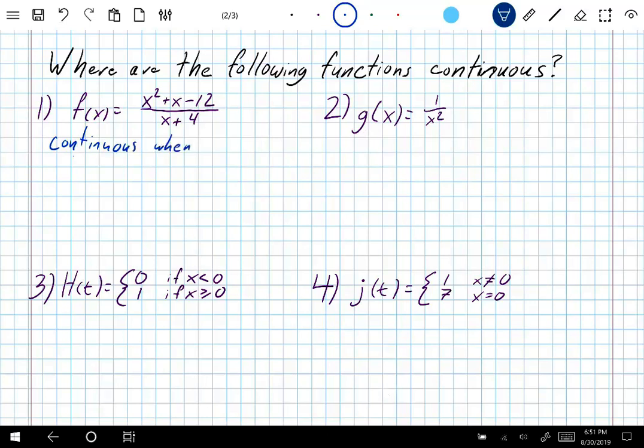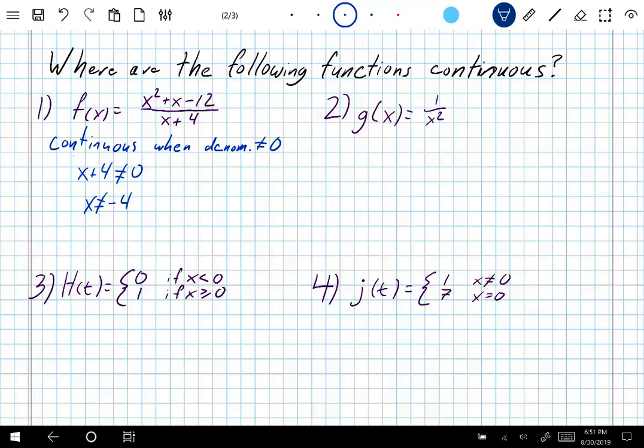when the denominator is not equal to 0. All right, so where is this denominator 0, or when is it not 0? Well, that's going to happen exactly when x plus 4 does not equal 0. I can solve that. I'm really good at precalculus. Boom.